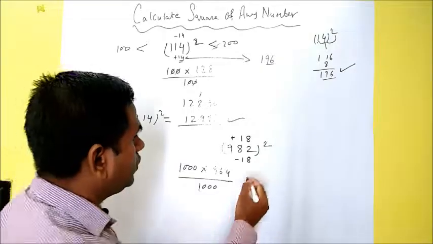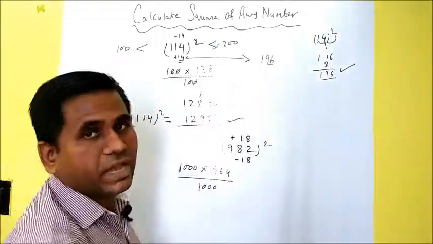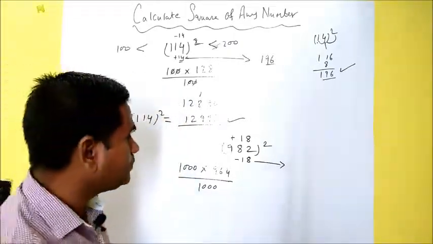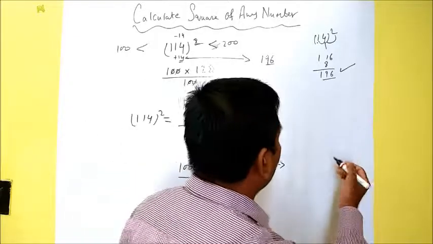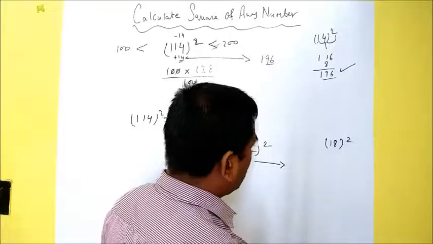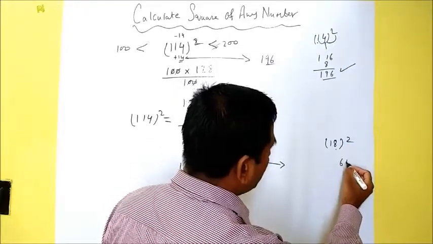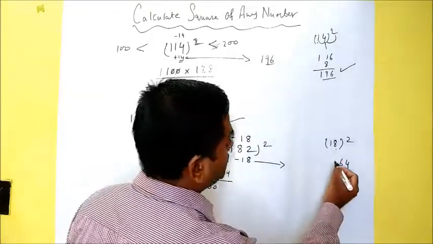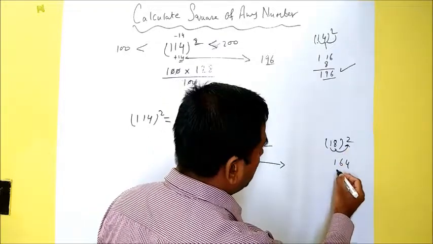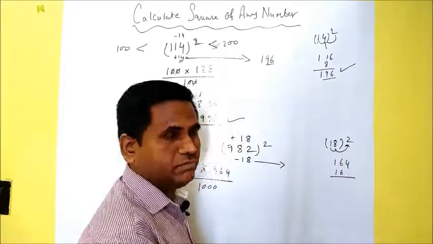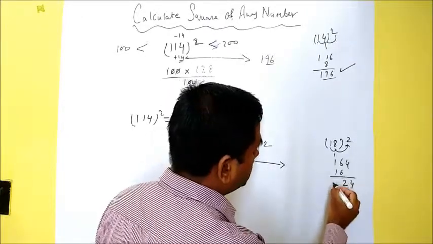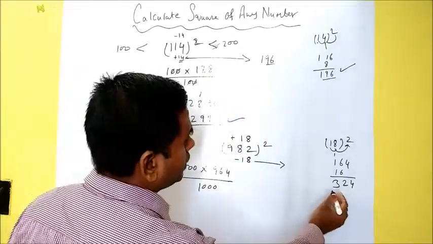Now, as I told you, here 14 square we have done, right? So similarly, 18 square we will calculate and keep it here separately. 18 square, if you remember, you can write directly, or using the previous method, you can calculate. So 8 square is 64. 1 square is 1. And then 1 into 8 is 8. 8 into 2 is 16. So 16 we will add. We leave one digit and we add, right? So 4. 6 plus 6 is 12. 2. And this is 3. 324. So 18 square is 324.